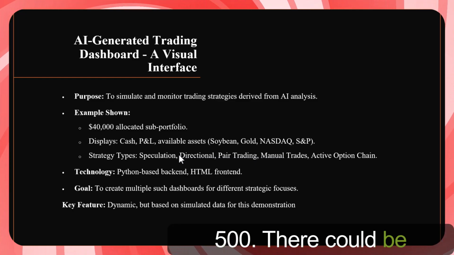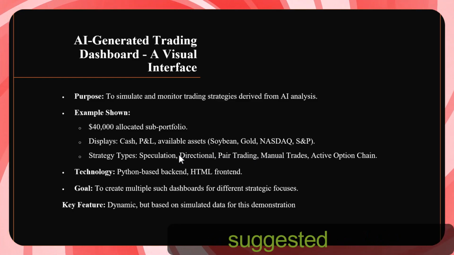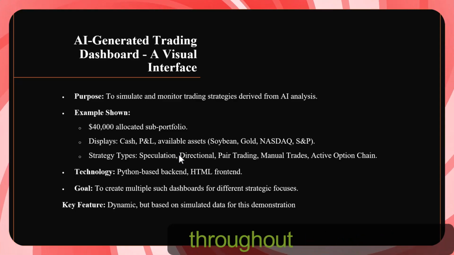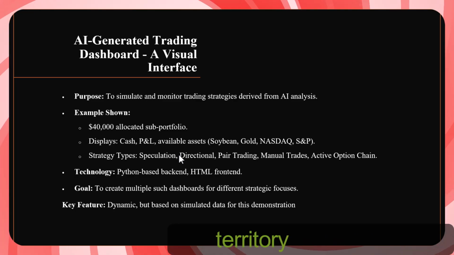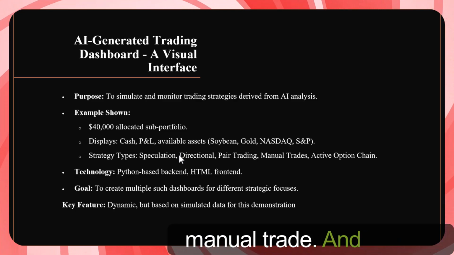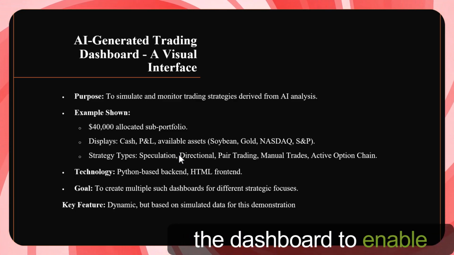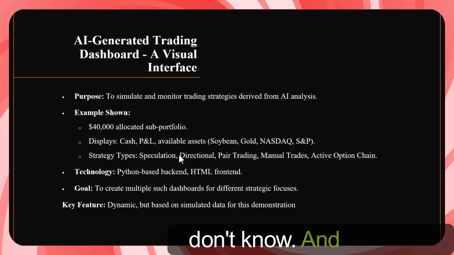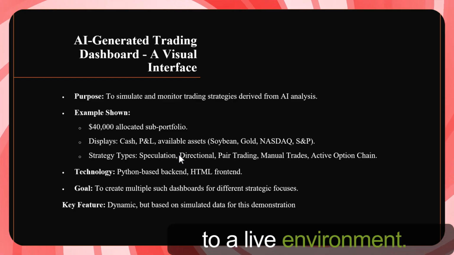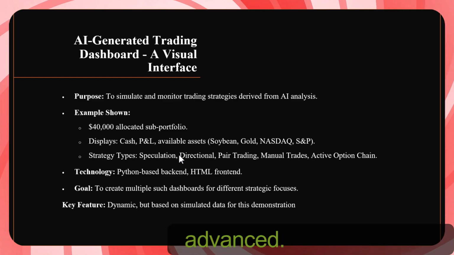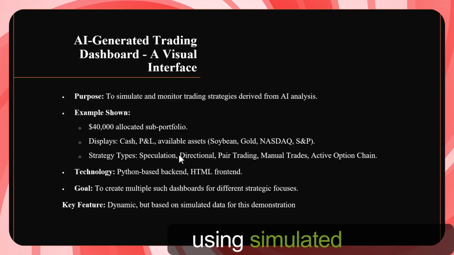There could be various strategy types suggested based around speculation on the option chain data. It could be directional, it could be pair trading, it could be a manual trade. And we can build that as well as part of the dashboard to enable manual trades, believe it or not, and an active option chain display of data to a live environment. I mean, this thing is so advanced, but this is where we're at right now, only using simulated data.